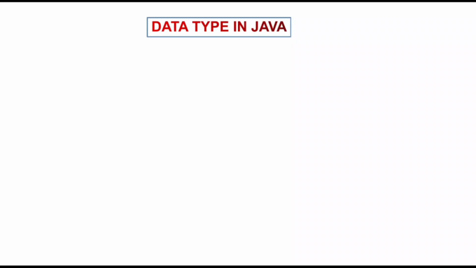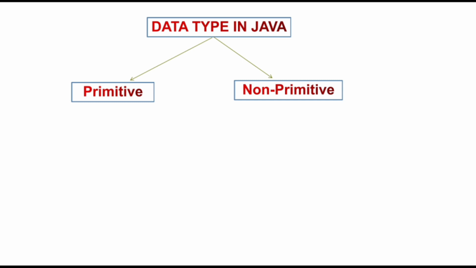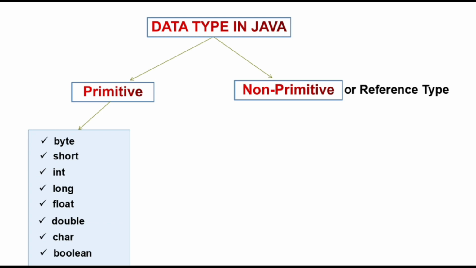So now, data types in Java. In Java we have two types of data type, primitive and non-primitive. Non-primitive data types are derived data types. We can also call them reference types. Now in Java these are the primitive data types: byte, short, int, long, float, double, char, boolean. So these are the primitive data types in Java.